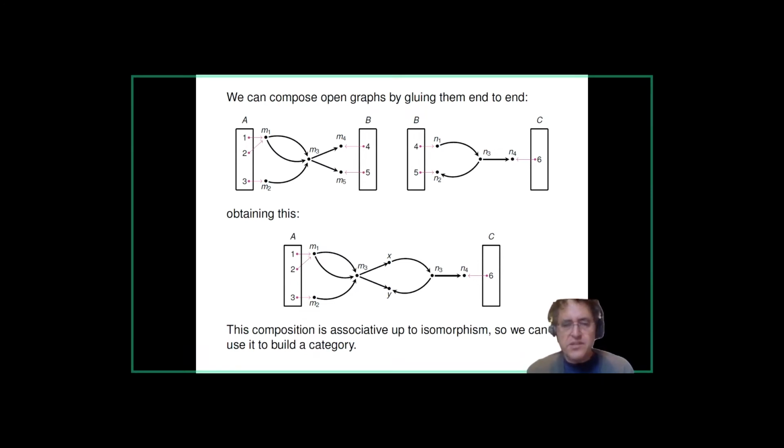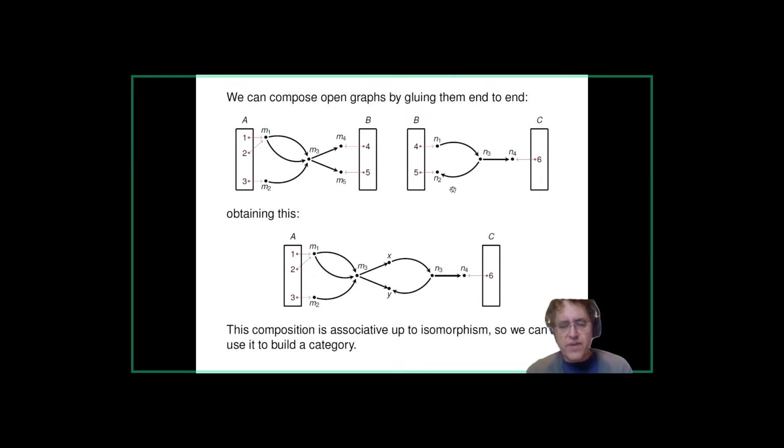And the idea is we want to think of these open graphs as morphisms in a category, and we want to think of composition of these morphisms as this process of gluing together open graphs. And the reason why we want to think of it as a category is because basically that's what it is. The composition is associative. Well, we have to be a little bit careful here.